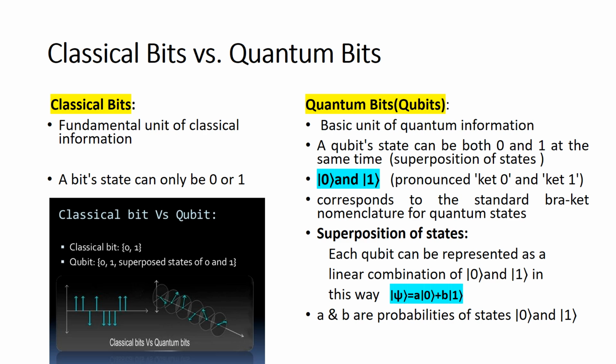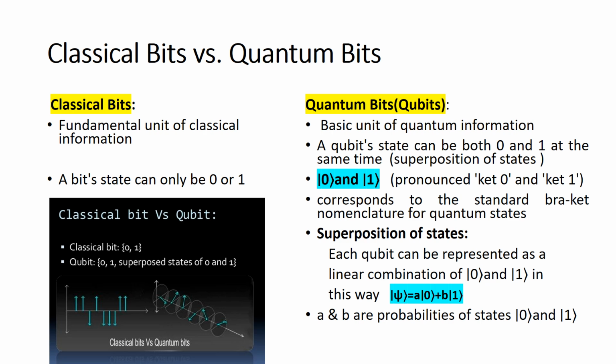In conventional computing, classical bits are used for computation. Classical bits are the fundamental unit of classical information. A classical bit's state can take values either 0 or 1. Whereas in quantum computing, the basic unit of quantum information is stored in terms of quantum bits. It is also known as qubits, shortly.